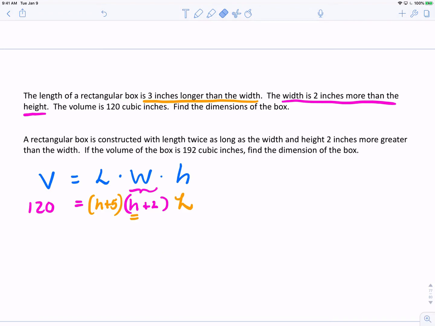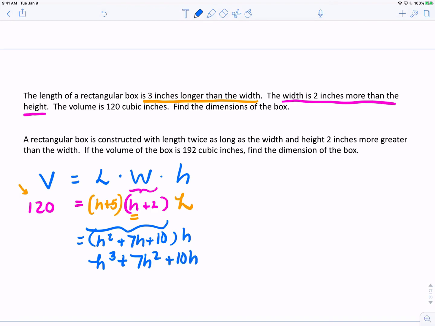It's nicely factored, however, it's not equal to 0. So even though it's nicely factored, having it in this form is not going to help us. So we need to start multiplying these together. So h squared plus 7h plus 10 times h, in other words, h cubed plus 7h squared plus 10h. And then I would subtract 120 from both sides to make one side equal to 0. And now I have a polynomial that I could find the root of using technology.